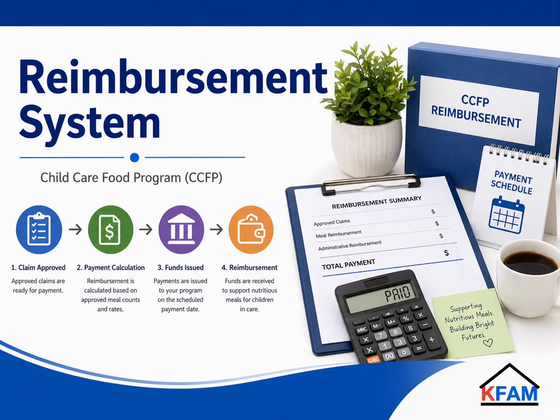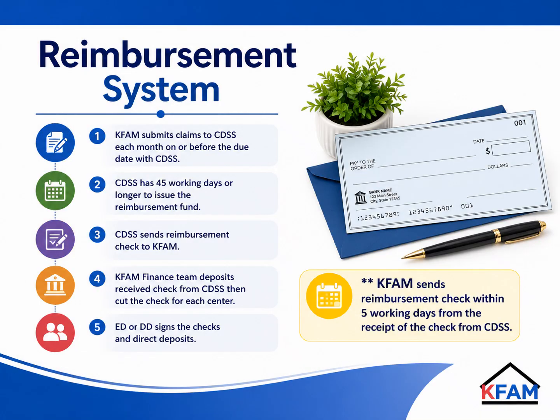The next topic we will discuss is the reimbursement system. In this section, we will review how the reimbursement system works from claim submission to payment distribution. Each month, KFAM submits approved claims to CDSS by the required deadline. Once submitted, CDSS reviews and processes the claims. Please note that CDSS may take up to 45 working days, or longer, to issue reimbursement funds.